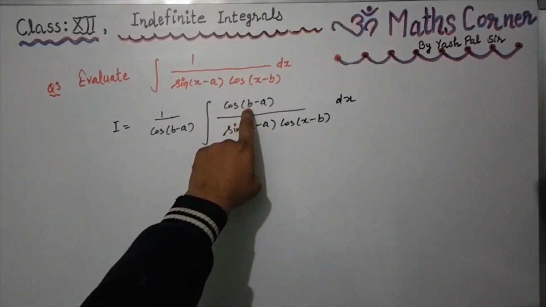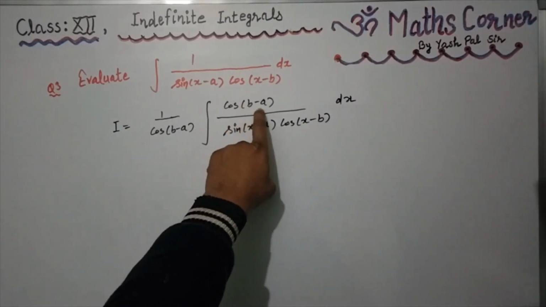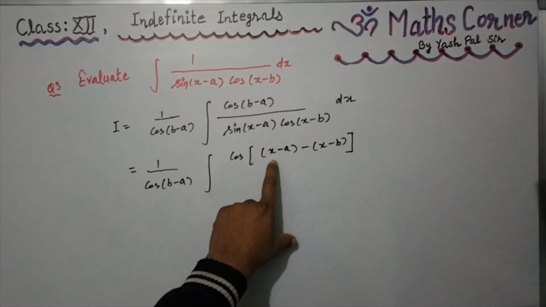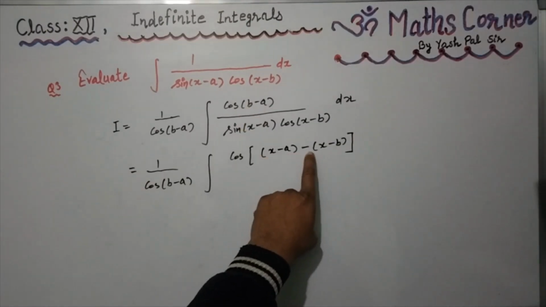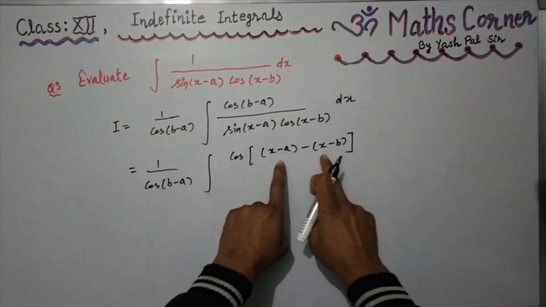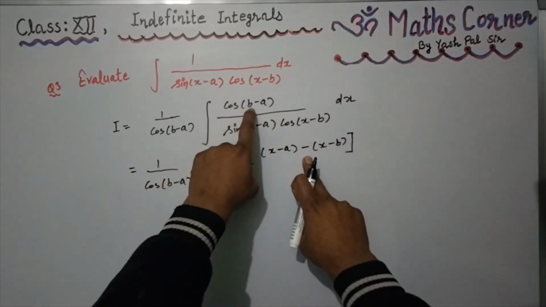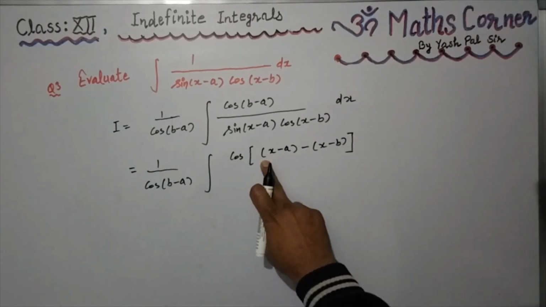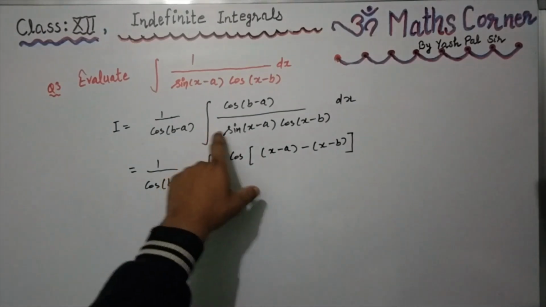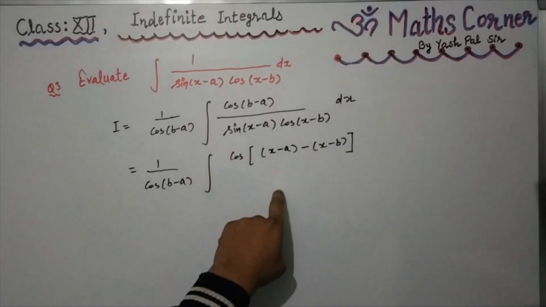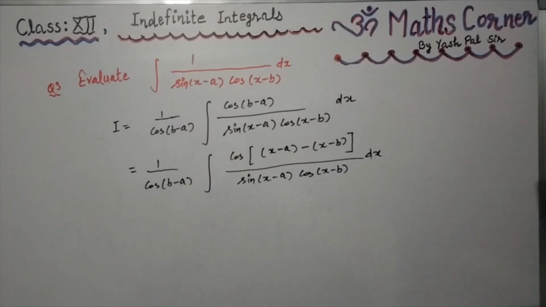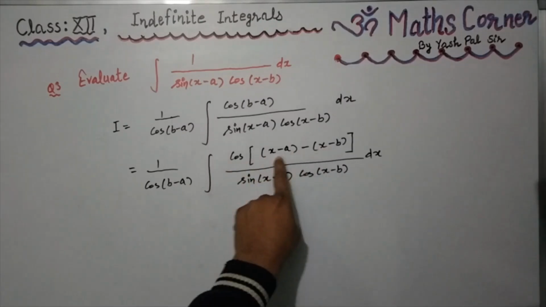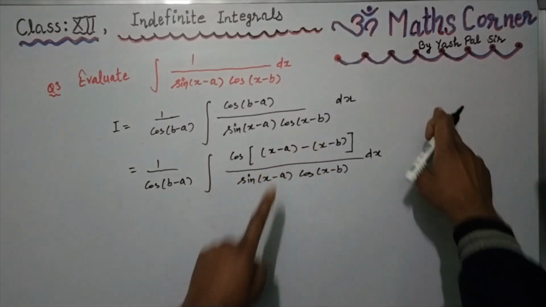Now next, one more thing: in the numerator we are introducing x. How? This way: (x minus a) minus (x minus b). On solving we just get cos of (b minus a). Now the remaining terms, that is the denominator, have no change, as it is. By doing this, what happens?